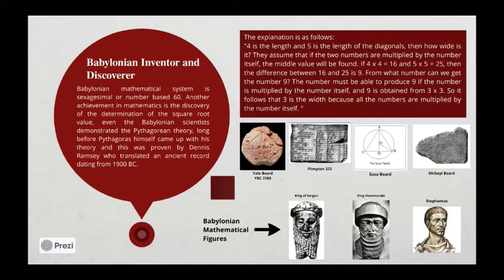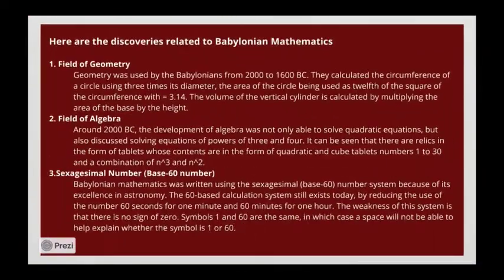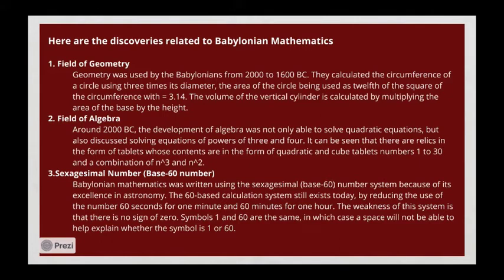The four tablets found were Yale YBC 7289, Plimpton 322, the Susa tablets, and the Tel Dhibayi tablets. Here, the discoveries relate to Babylonian mathematics. First is the field of geometry, the second is the field of algebra, and the third is the sexagesimal or base 60 number system.